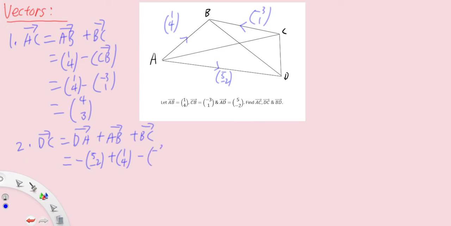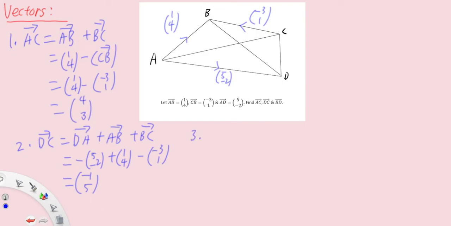Of course, there's another way to do it. If you trust your answer in the first part, it's simply DA plus AC. But nonetheless, let's do it this way and keep that in mind. So -5 plus 1 plus 3 is -1, and 2 plus 4 plus 1 is 7. Alright, so these are the first two vectors.